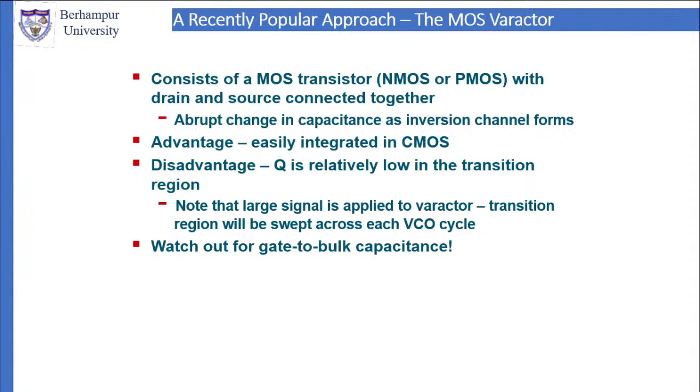Advantage is it is easily integrated in CMOS. Disadvantage is Q is relatively low in the transition region. Because Q is relatively low, a large signal is applied to the varactor in the transition region. This will be swept across each VCO cycle. Then one has to watch out for gate to bulk capacitance also.